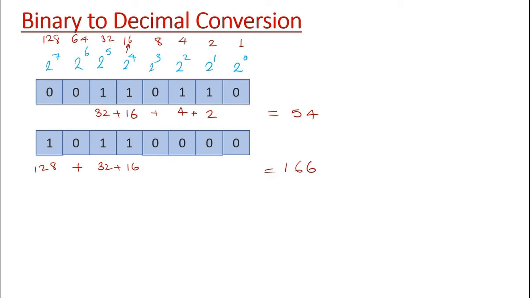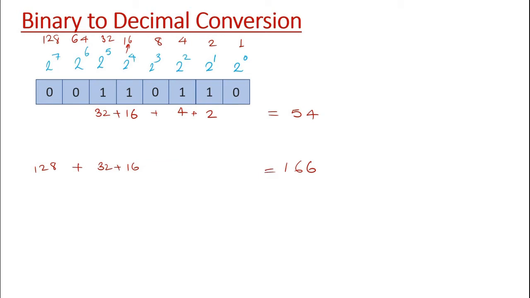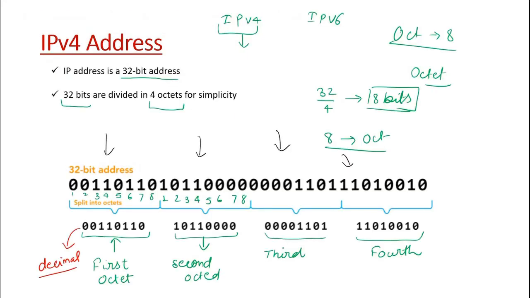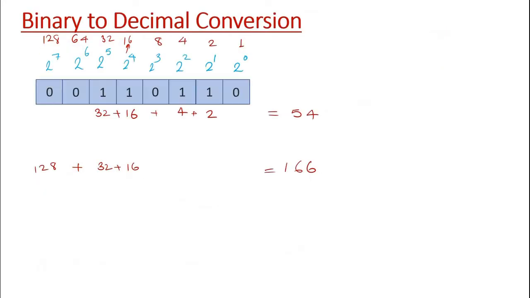So similarly, if you calculate the remaining two octets, you will get the value. I'm not going to calculate them, I'm just going to copy and paste these values.